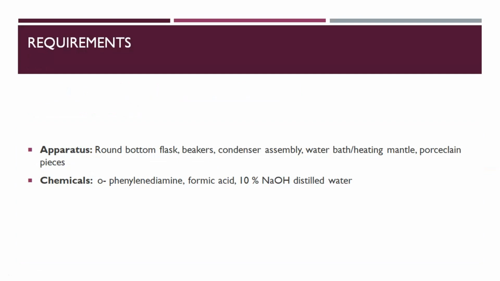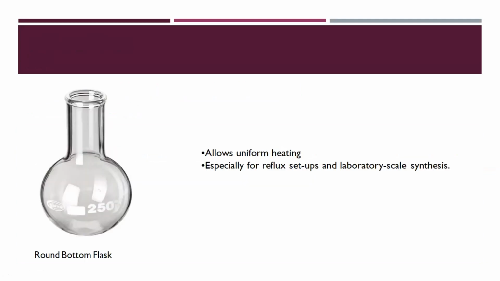We would require the apparatus like round bottom flask, beakers, and condenser assembly, water bath or heating mantle, porcelain pieces. And chemicals we will require orthophenylene diamine, formic acid, 10% NaOH and distilled water. We all know the apparatus like beakers, conical flask, etc. Here we are going to use a round bottom flask. So you can see how the round bottom flask appears.